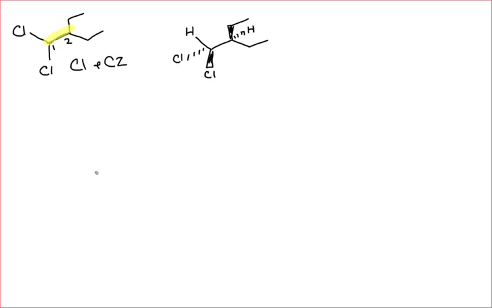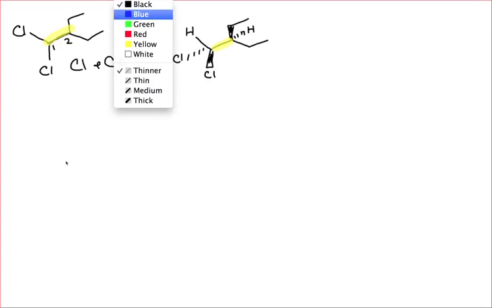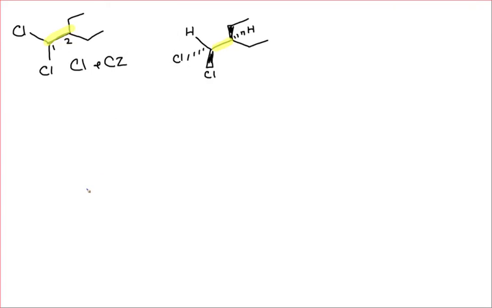Okay, so again, this is the bond we're interested in. Okay, and we'll look at it from this direction. So if this is an I, we're going to look along this bond. This is going to be our front carbon. And then this is going to be our back carbon.